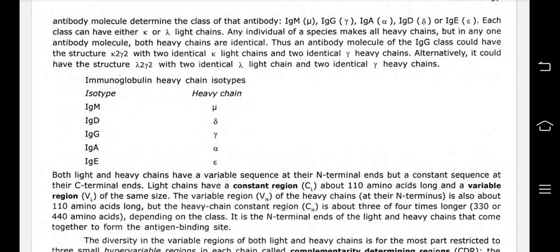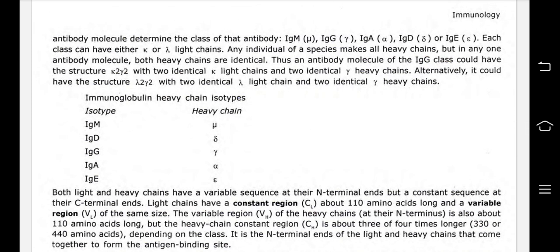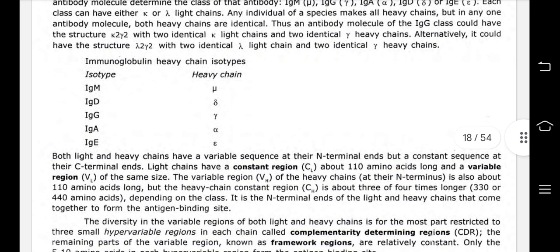Any individual of a species makes all heavy chains, but in any one antibody molecule, both heavy chains are identical. Thus, an antibody molecule of the IgG class could have the structure with two identical kappa chains and two identical gamma heavy chains. Alternatively, it could have a structure like this one.